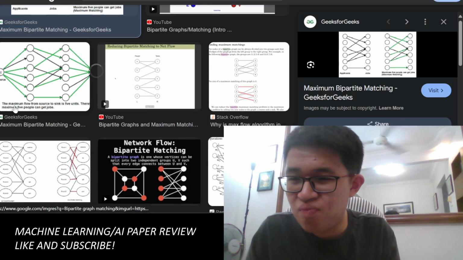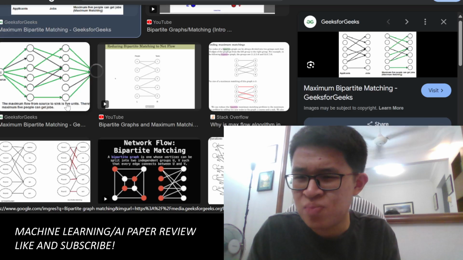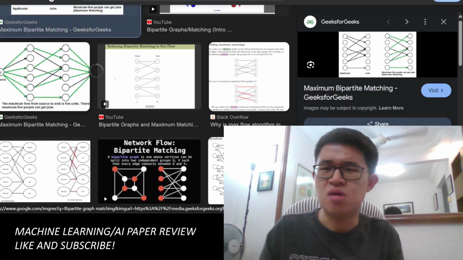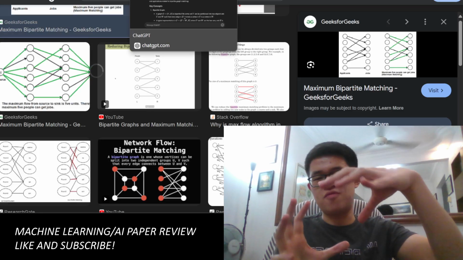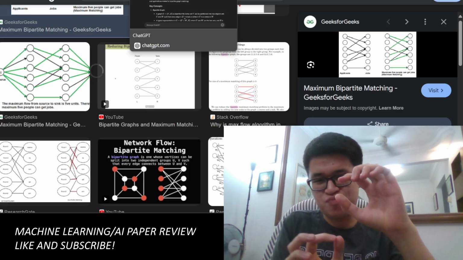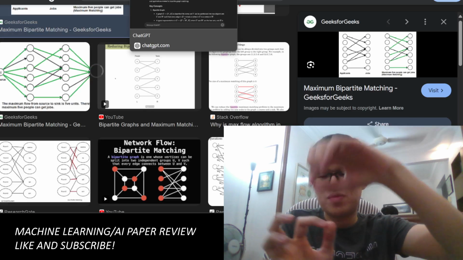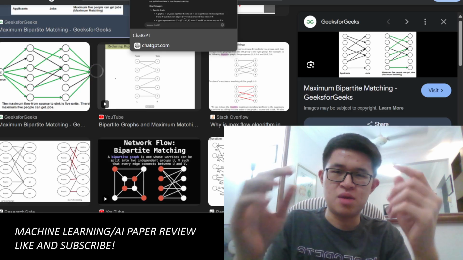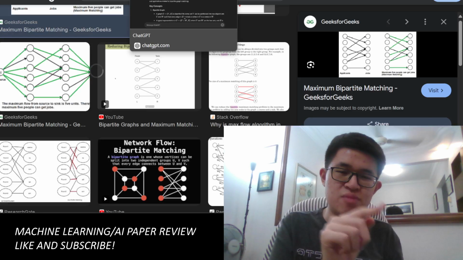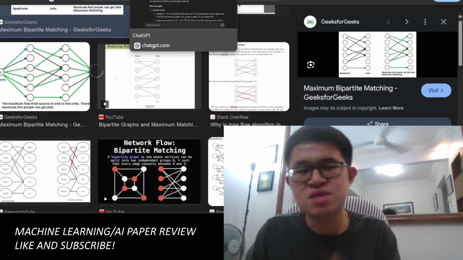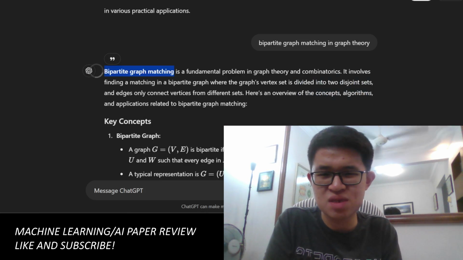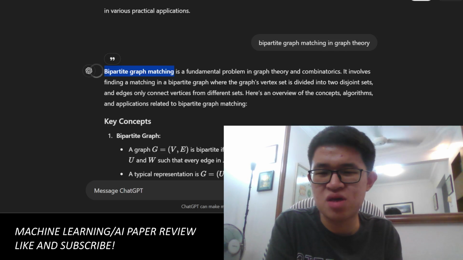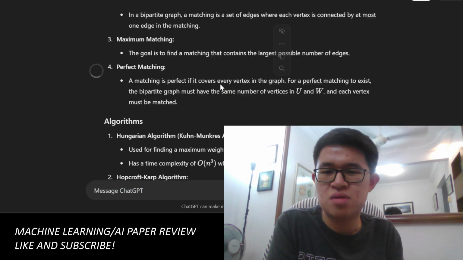Okay, so maximum flow from source to sink is 5 units. There's a maximum of 5 people who can get jobs. So essentially, if you have a set of nodes, and then you cut it into half in order to create two sets of disjoint nodes, and then you draw some edges in between each one of them, that's essentially bipartite matching, is it? So, finding a matching in a bipartite graph. Okay, let me see.